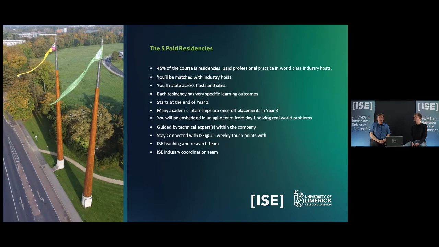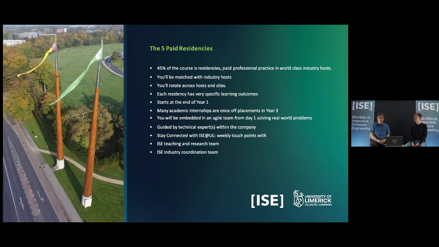Each residency has very specific learning outcomes. So there are 5 residencies. For example, the first is you'll be working in small feature sets in teams. The second, where you'll be tasked with taking ownership for a larger feature, and the nature of the ask of you will be increased. The third is customer focused. That could be user interfaces or developing APIs for consumption. The fourth, software architecture and design, and the fifth is a research and development residency. So you start the residencies at the end of year 1.